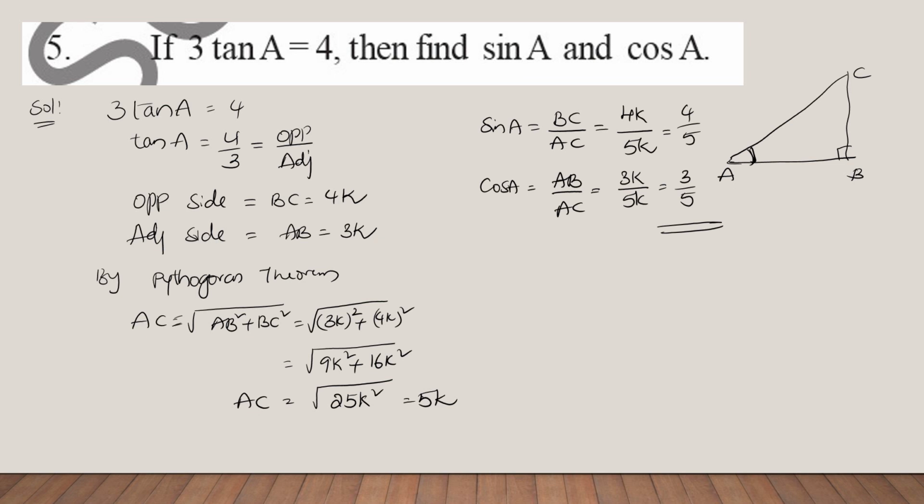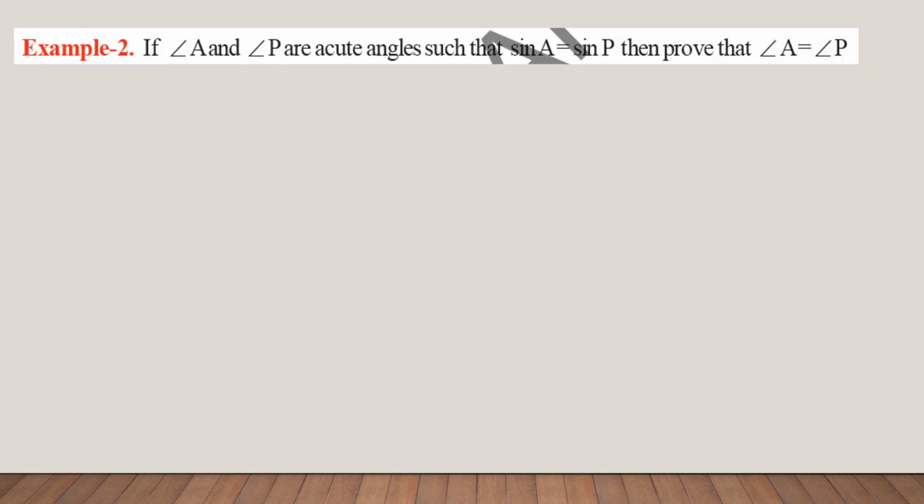So till here, we are going to have all the questions related to that particular right angle triangle. Now let us see one more question. Here, in triangle ABC and triangle PQR, if angle A and angle P are acute angles such that sin A is equal to sin P, then prove that angle A is equal to angle P. Right. So we need to prove this.